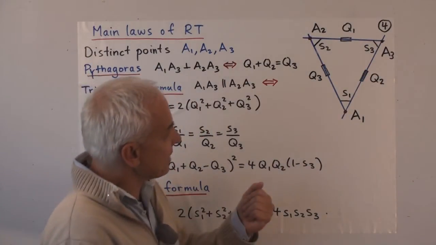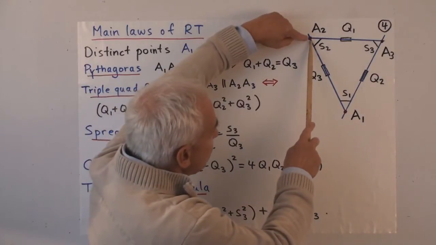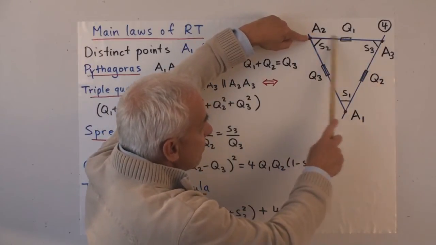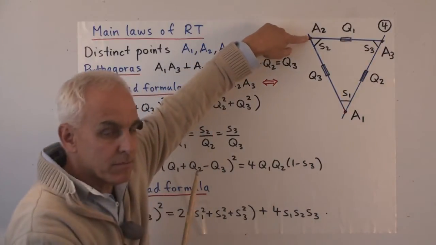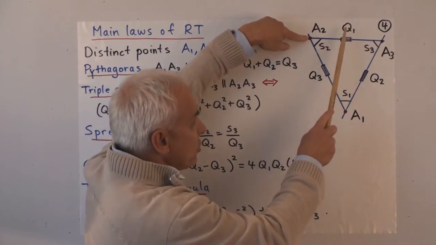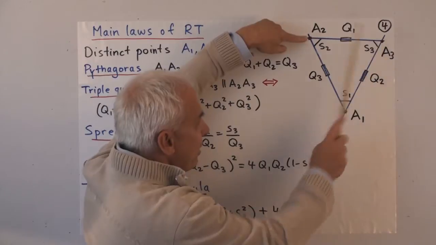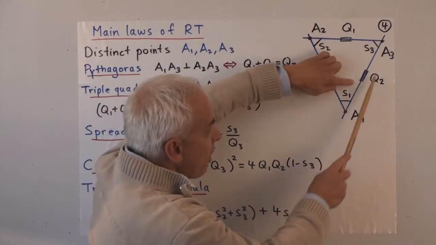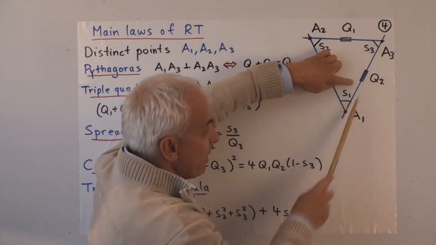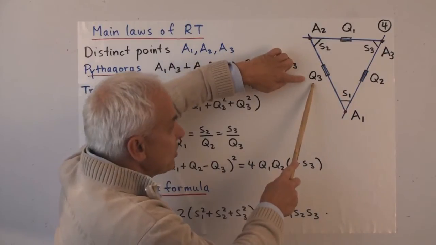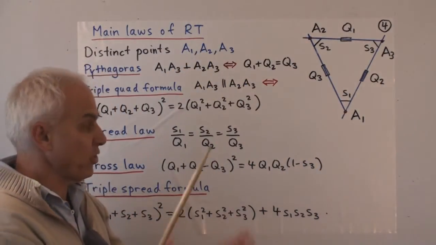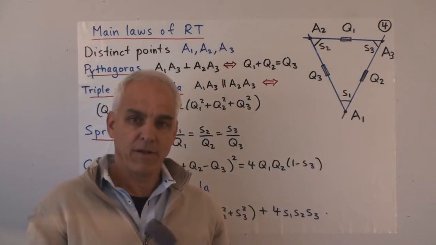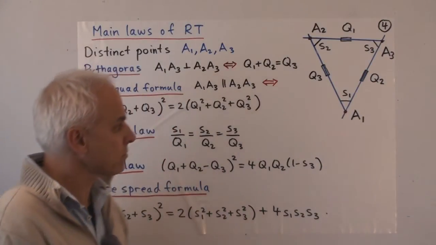And what this diagram is telling us is that the quadrance between A2 and A3, denoted by this little Q1 here with that little rectangle, that's Q1. Okay, so Q1 is the quadrance between A2 and A3. Q2 is the quadrance between A1 and A3. And Q3 is the quadrance between A1 and A2. That's our preferred notation for a triangle.